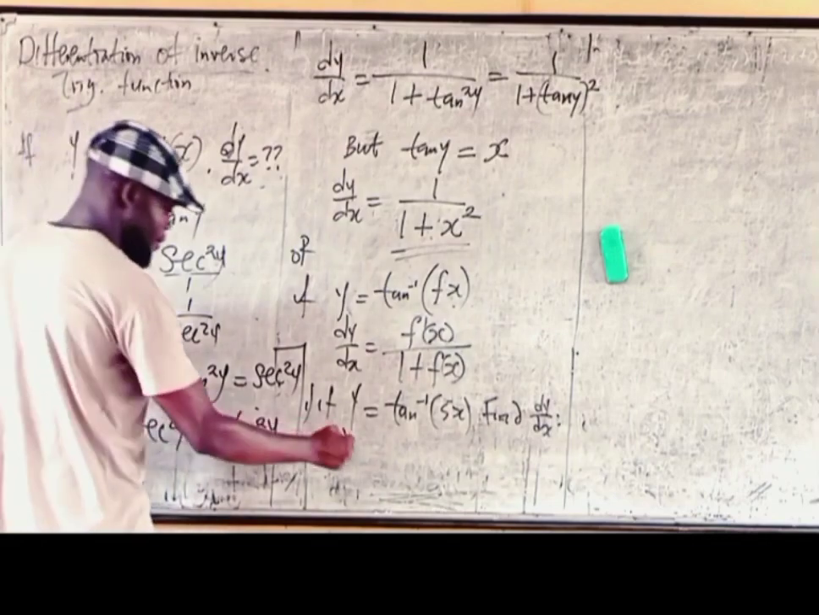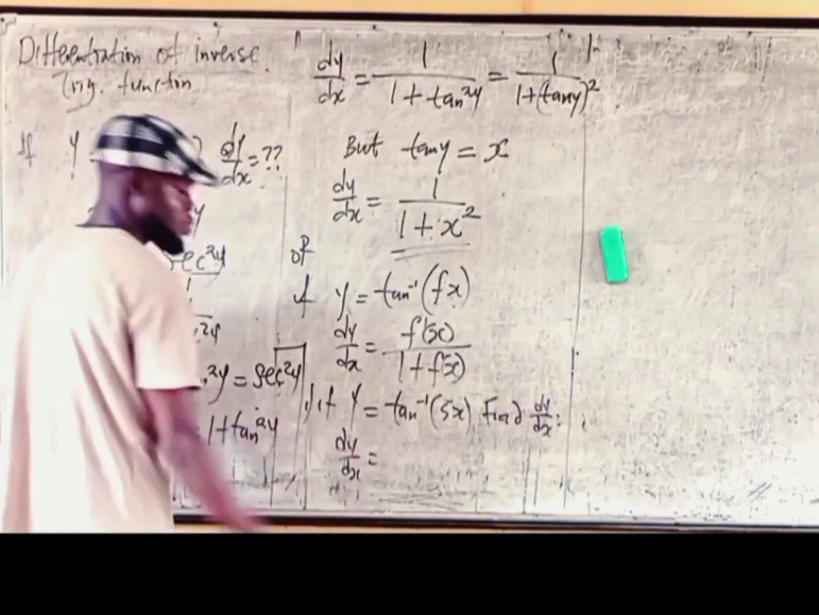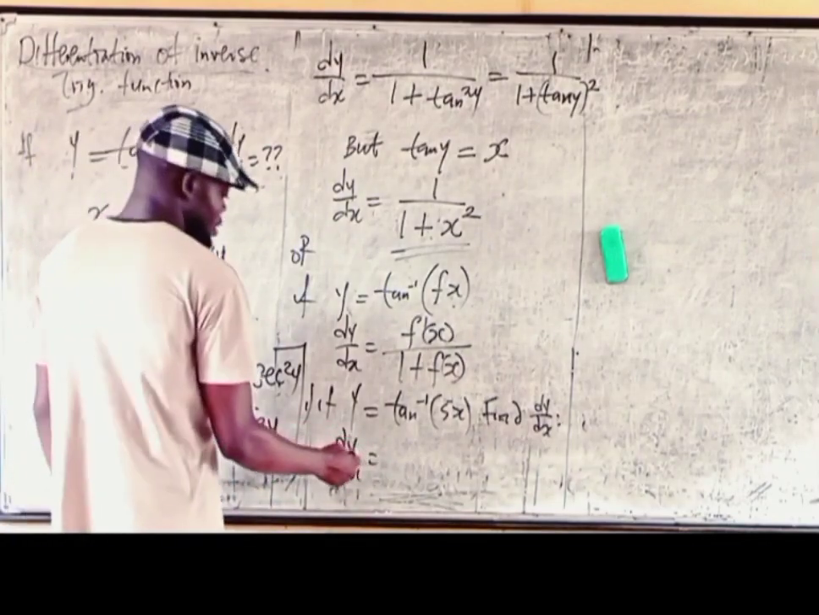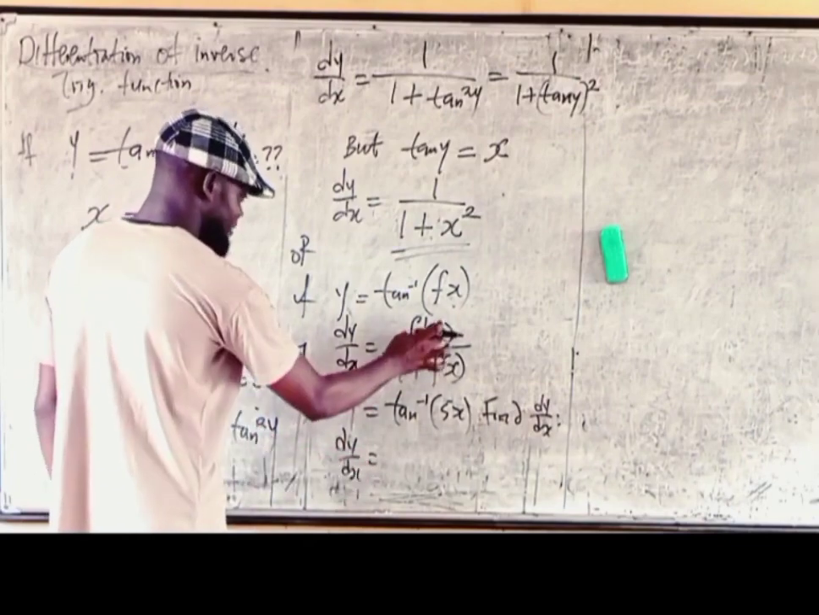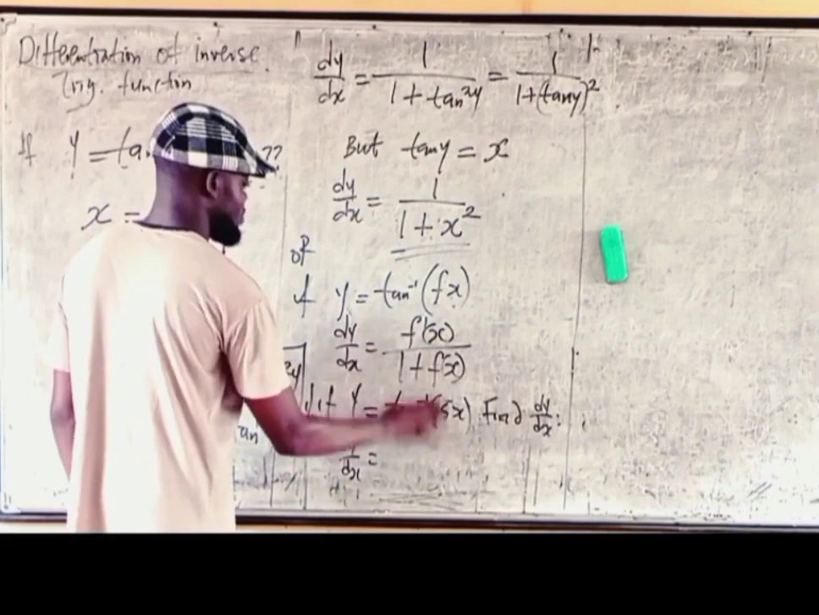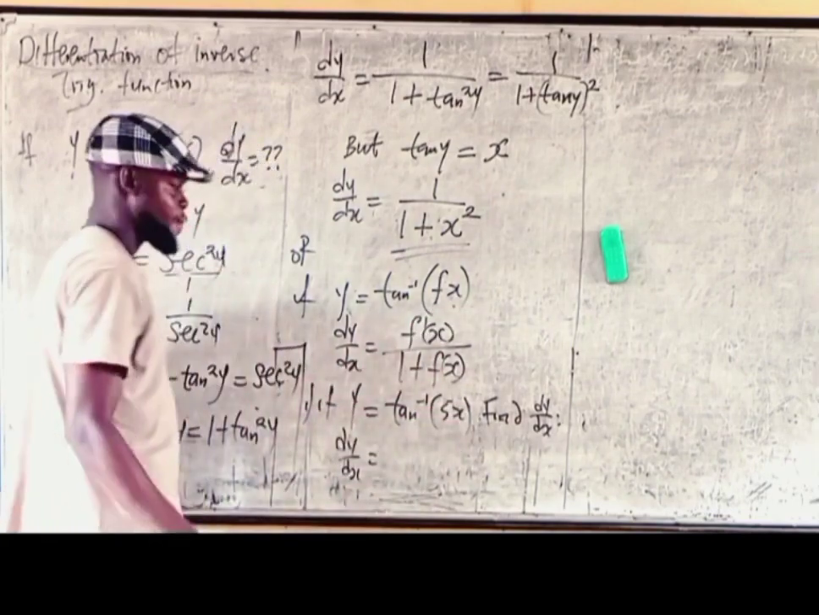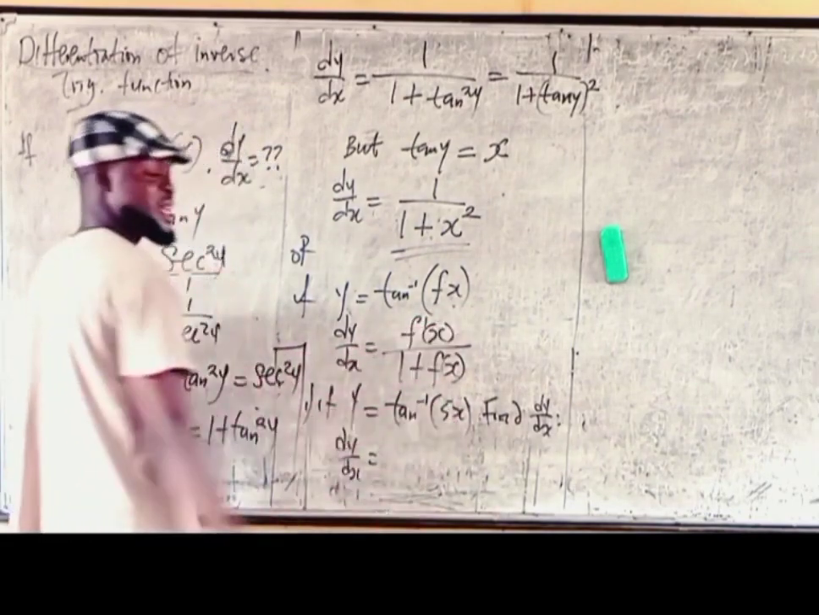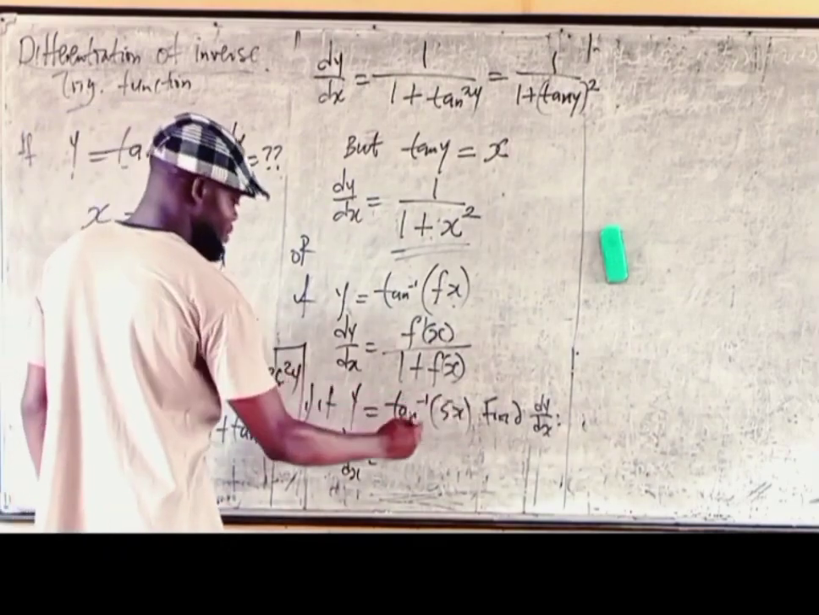So dy over dx will be equal to f prime. What is the f of x in this question now? Comparing this question to this, our f of x is 5x. f prime of x means differentiating this f of x. Differentiate 5x, what do you have?